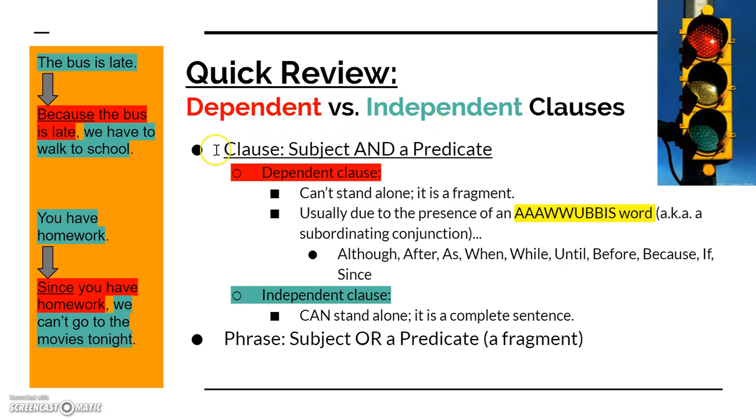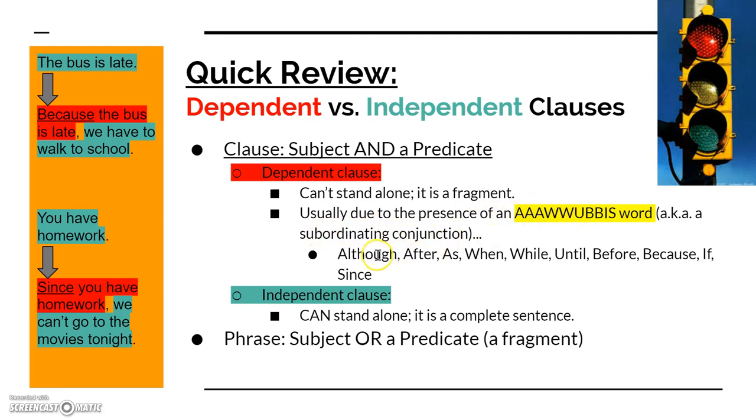First of all, a clause by definition has to have both a subject and a predicate. The only difference between dependent and independent clauses is whether or not they can stand alone. For example, a dependent clause can't stand alone. It can't be its own complete sentence because it's a fragment type. And usually, dependent clauses are fragments because of AWUBIS words, which are more formally called a subordinating conjunction.